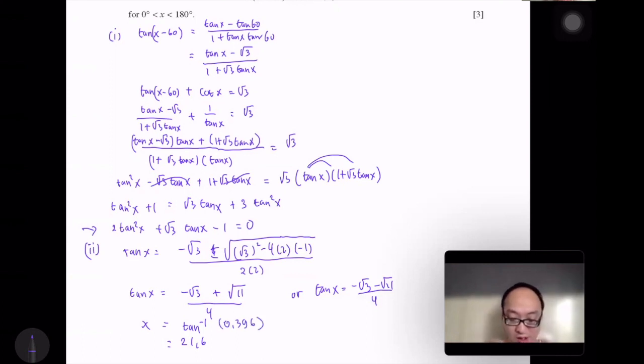And for the other one, tangent inverse of root 11 negative root 3 divided by 4, and then tangent inverse.